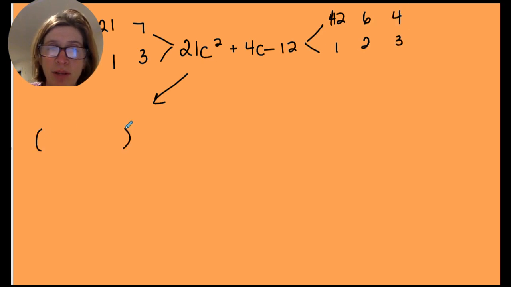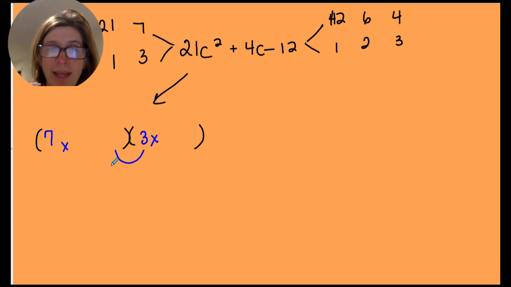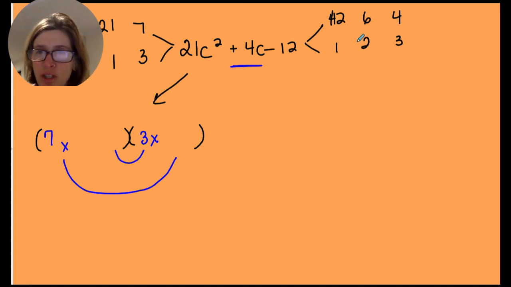All right, so I'm going to look at trinomial factoring. So in this case, I'm going to go with 7 and 3 to start. So 7x and 3x. All right, and then I'm going to put in my connectors, my outer and my inner term, because I know they need to add to 4. All right, so I have to look at my terms here. I've got 12 and 1, 4 and 3, and 6 and 2.